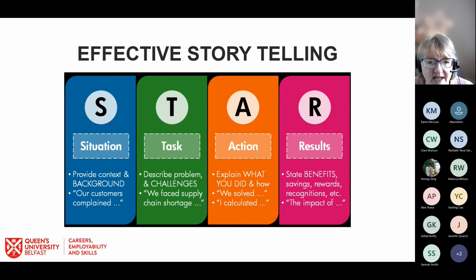If you worked as part of a team, you can say that you worked as part of a team, but you do want to be making sure that you're saying what you as an individual did as part of that team.